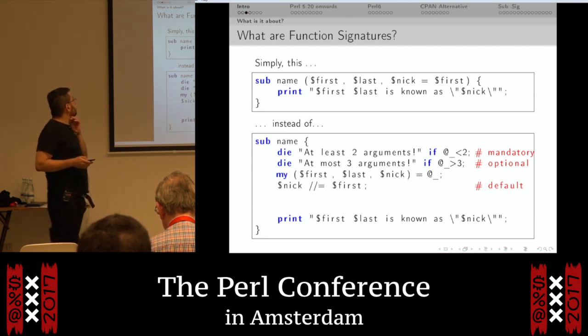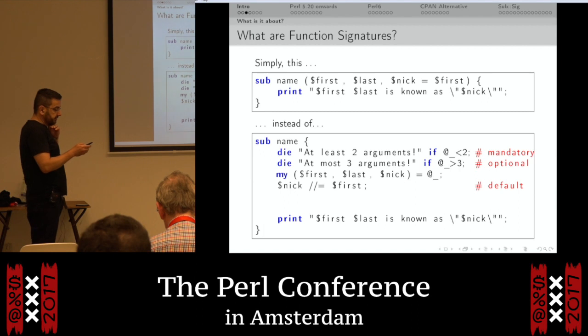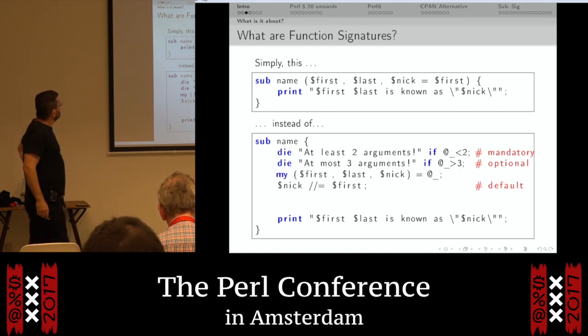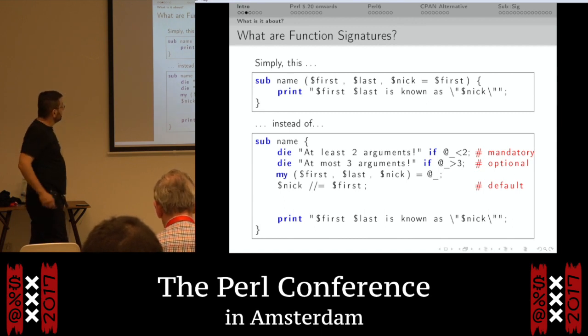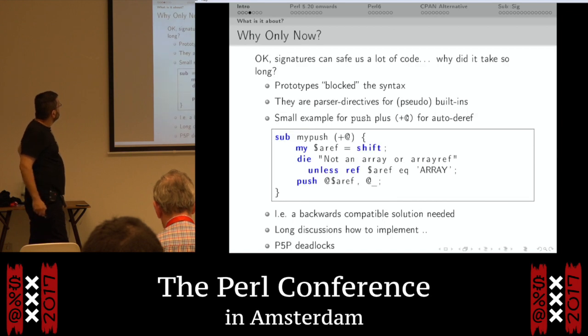Look at this example. I'll show you the signature at the top, and it is more or less what you see on the bottom. This is more or less a syntax which is now in 5.20. You can define variables in the signature, and you get the behavior downside. So why only now?